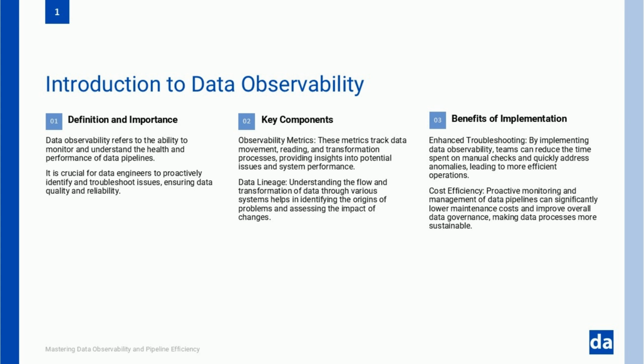Second, what makes data observability powerful? The key components are observability metrics. These are the insights into data movement, reading, and transformation processes. They alert you when something goes off track, kind of like a warning light in your car dashboard. Data lineage. This tracks the flow and transformation of data across systems, helping you find the root cause of problems or assess the impact of a change.